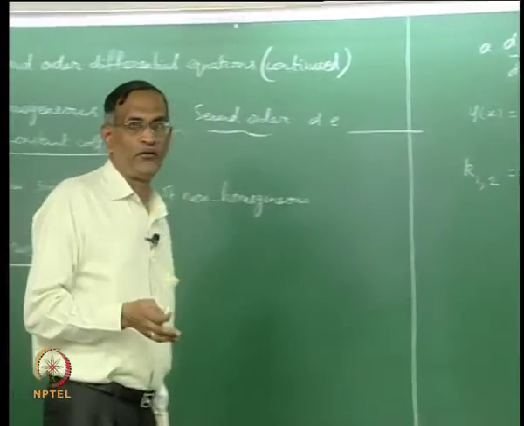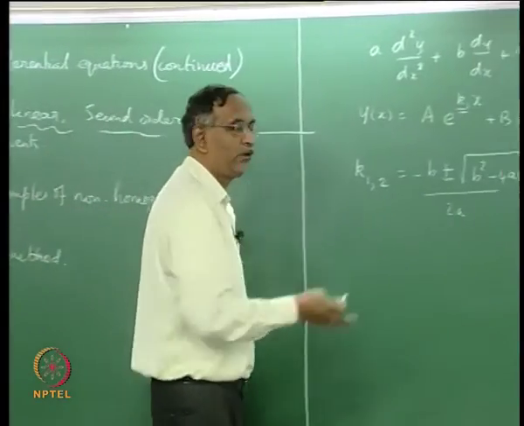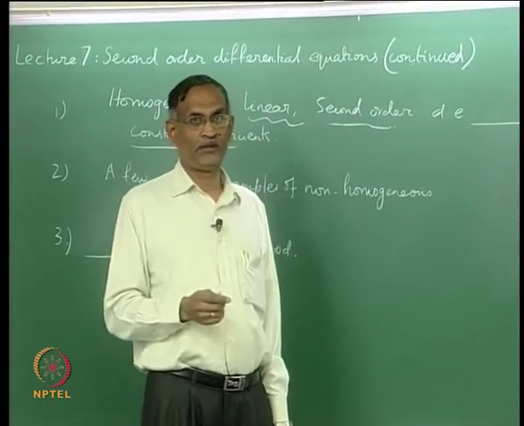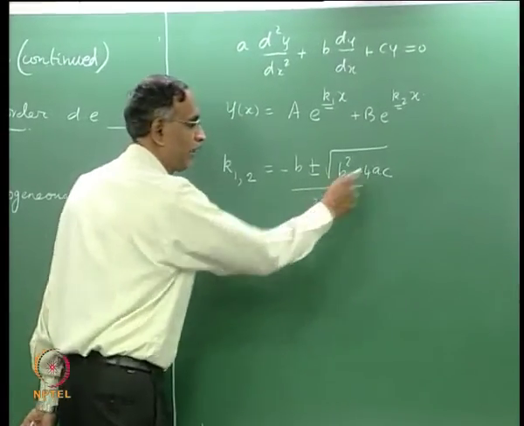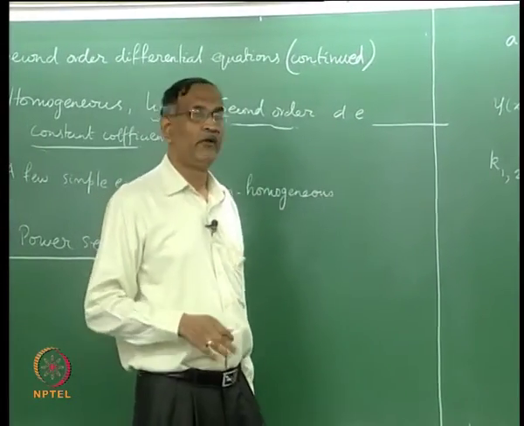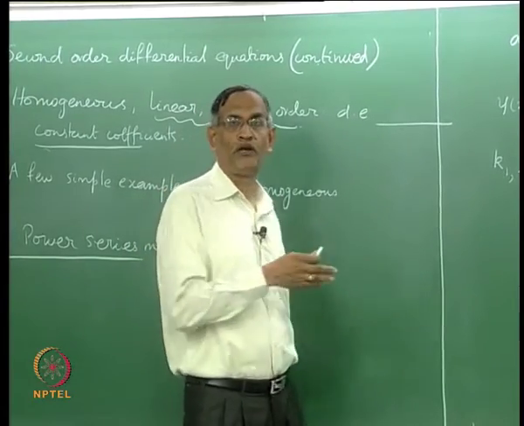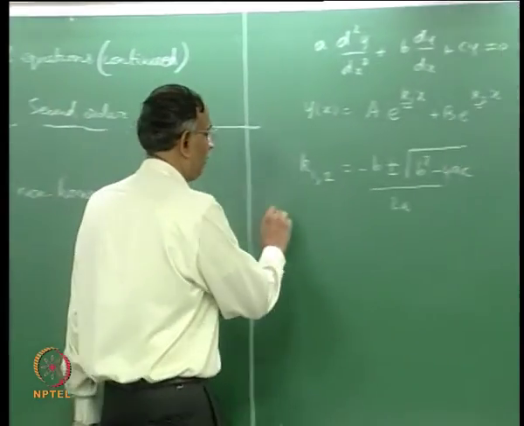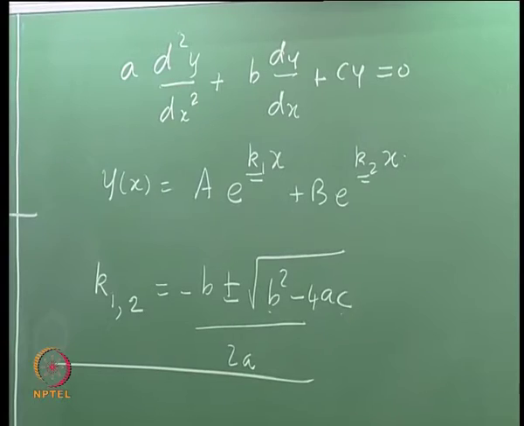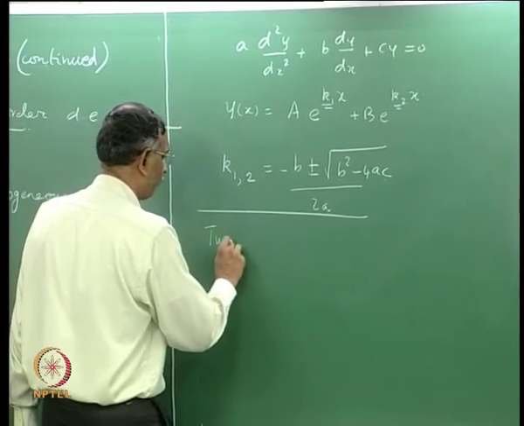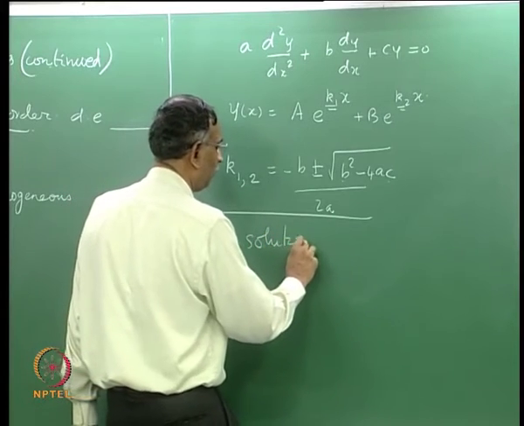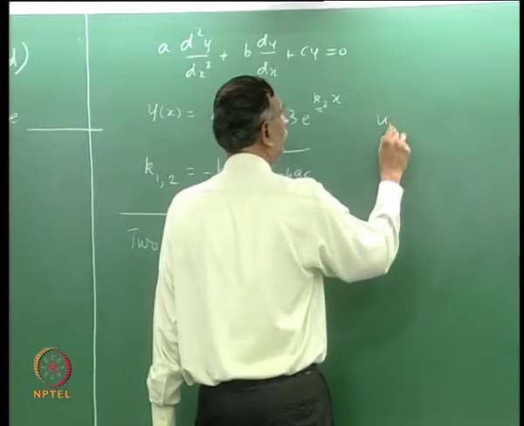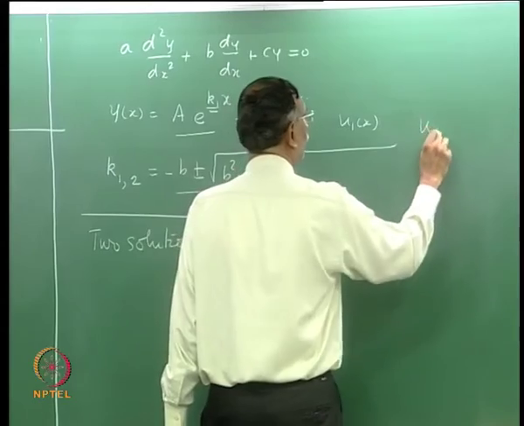And then we looked at the special cases where k1 is equal to k2 and also the case where k1 and k2 are both complex. That is, this is imaginary, this is negative, and therefore you have an imaginary solution which brought to us the details of the exponential multiplied by trigonometric functions sine or cosine, okay. So given that, there is one more thing that we all should keep in mind, that two solutions to a second order differential equation, in this case, let me call this as u1 of x and call this as u2 of x, okay.